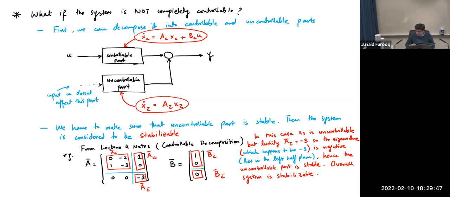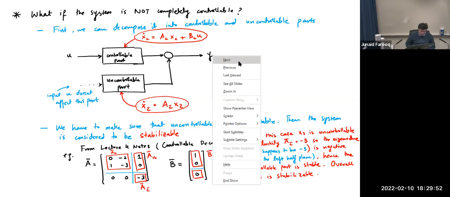Okay, so we have seen that systems can be taken care of if their uncontrollable parts are stable. So what next? Question is, if the system is controllable, what can we do next, right? That's the thing that we've been talking about since the first lecture.